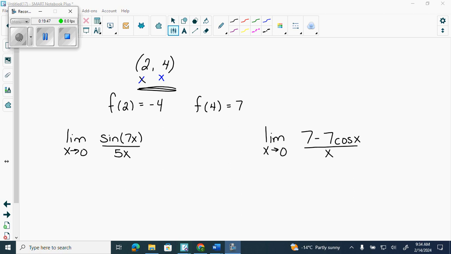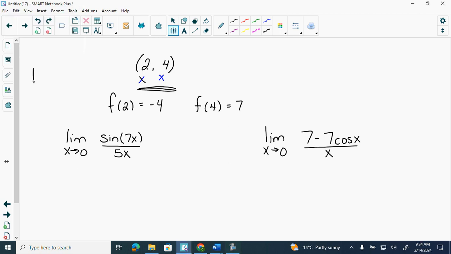Our rules are this. Remember, if we can get into this form, the limit as x approaches 0 of sine x over x, what does that turn to? A 1. Anytime we can get it, if it was sine 5x over 5x, a 1. Sine 8x over 8x, a 1. Correct? The other one was the limit as x approaches 0 of 1 minus cos x over x. That becomes a what? A 0. Right?